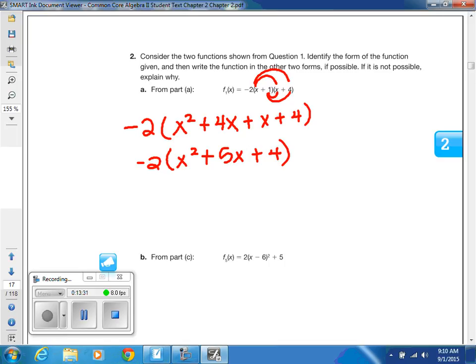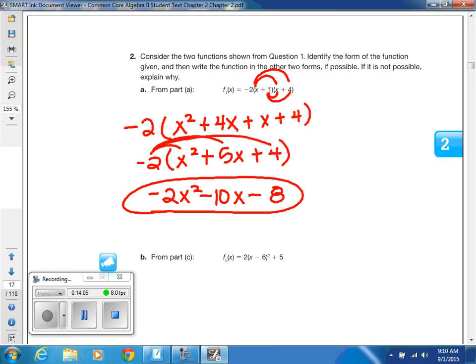Where did the 5x come from? Right. If you have 4 x's and someone gives you another x, then you have 5 x's. Now that's not standard form. Remember, standard form has no more parentheses and all like terms have been combined. I've combined my like terms, but I still have parentheses. So I have to distribute again. -2x squared minus 10x minus 8. That is your final answer.